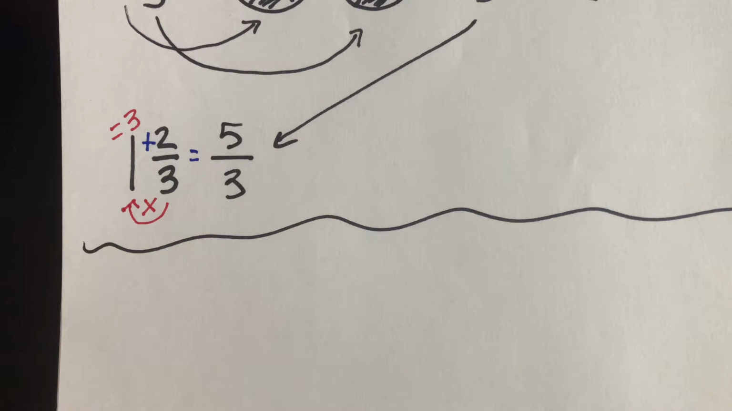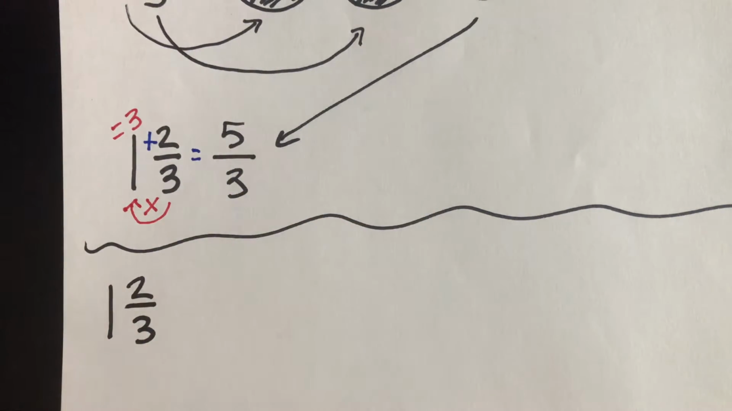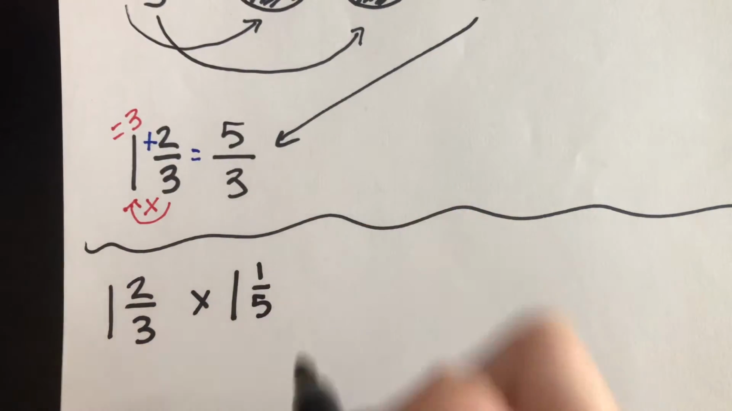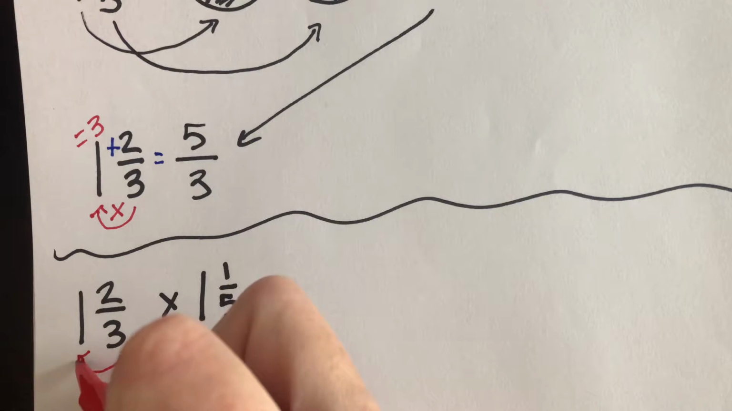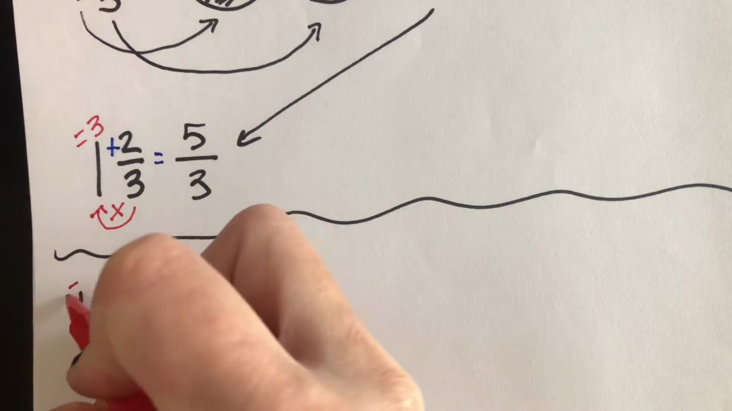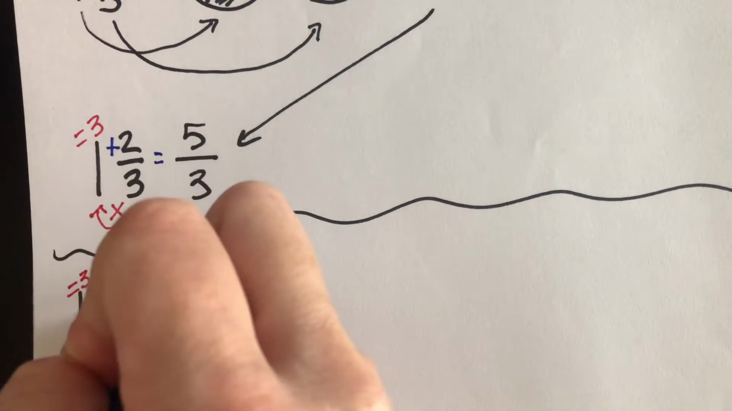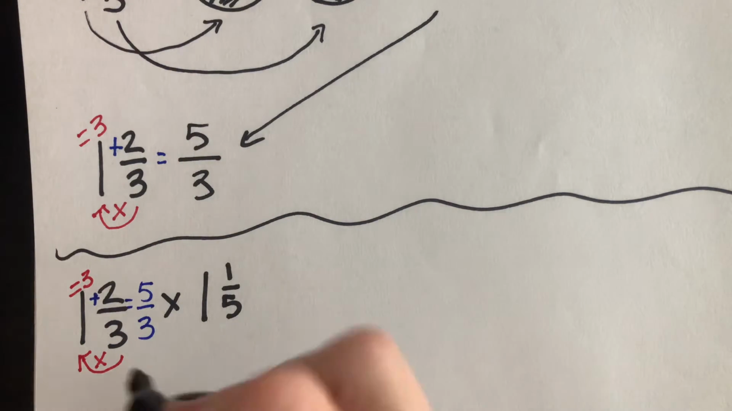Let's say I have 1 and 2/3 times 1 and 1/5. Again, before we can multiply these mixed numbers, we have to change them into fractions. They're improper fractions, but they're still fractions. So I'm going to do 3 times 1, which equals 3. And then I'm going to add the 2, which equals 5/3. So I'm going to write 5/3 down here.